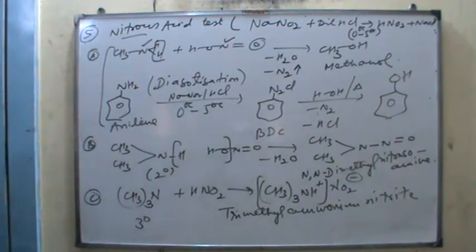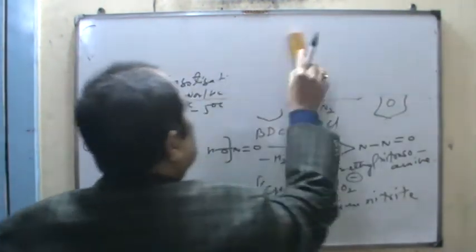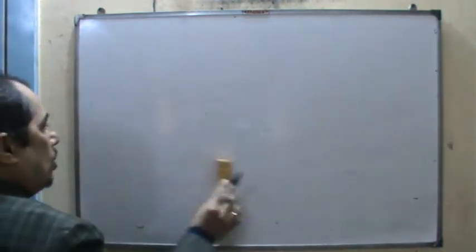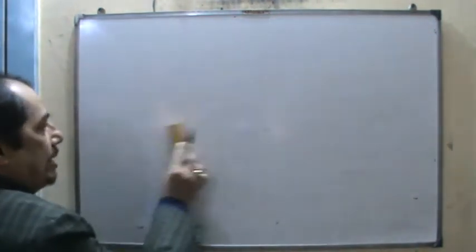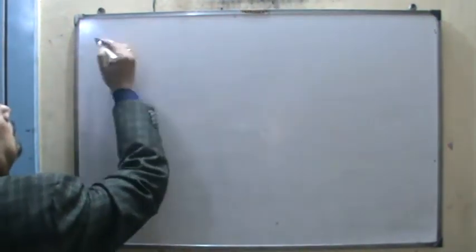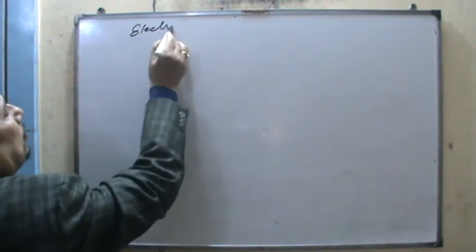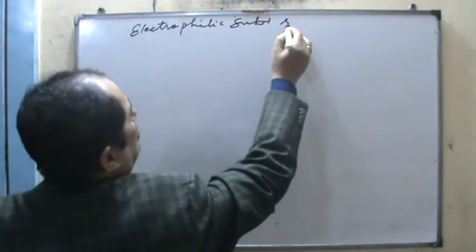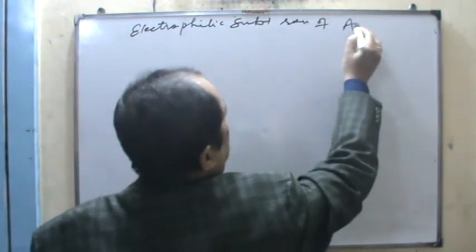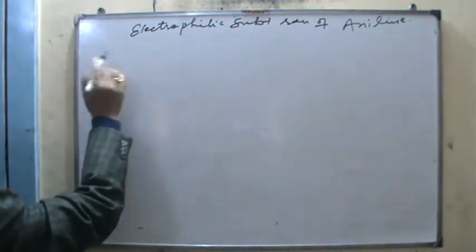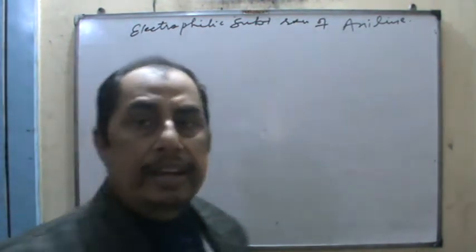Now, electrophilic substitution reaction of aniline. As you know, aniline has a positive mesomeric or resonating effect. We have already explained in the previous class. Now, electrophilic substitution reaction of aniline. Right, first, as you know, aniline is a highly activating group.